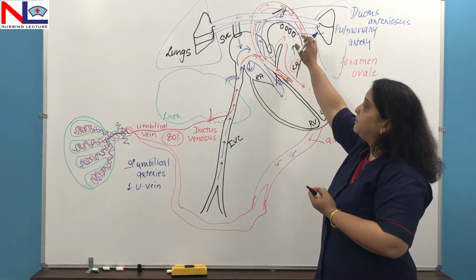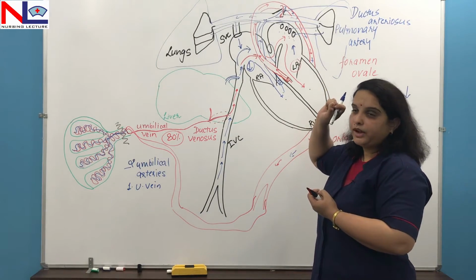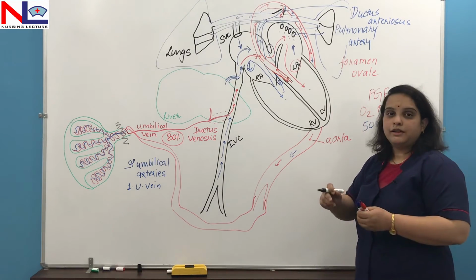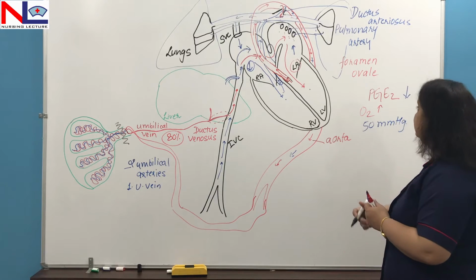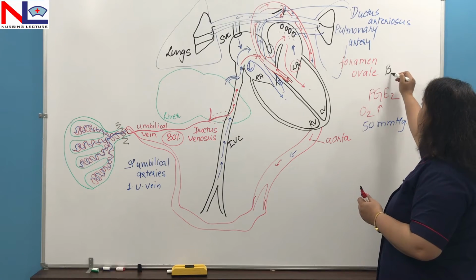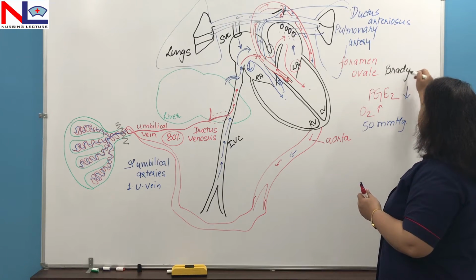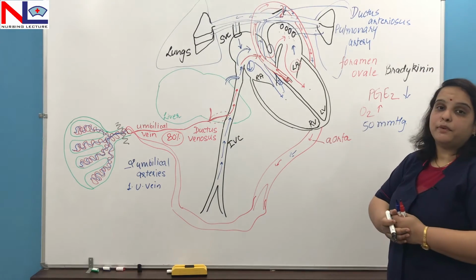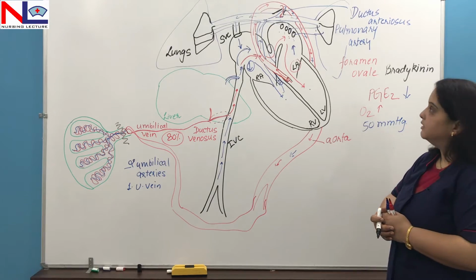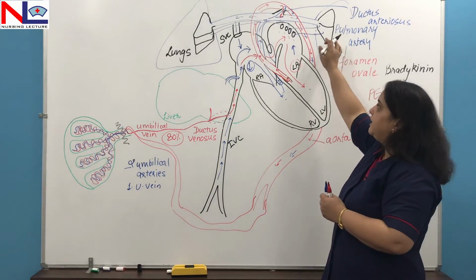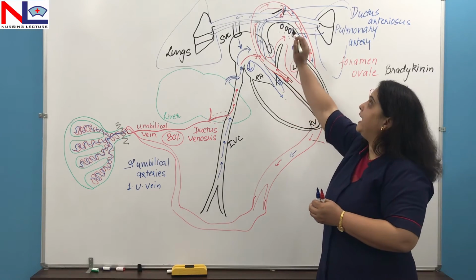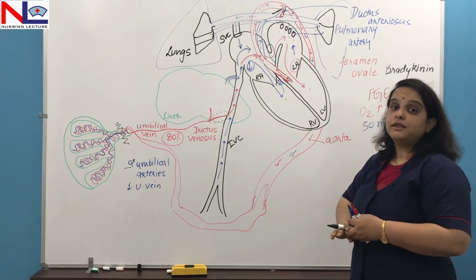the muscles become constricted. Okay, and another thing is that from the lungs, with the taking of the first breath, the lungs also release bradykinin. So this bradykinin is also responsible for contraction of smooth muscles. Okay, so when the bradykinin is released, this also causes smooth muscle contraction and it closes down the ductus arteriosus.